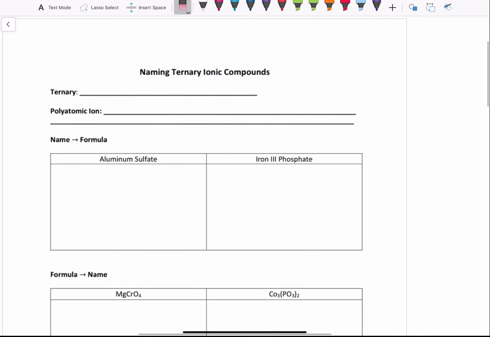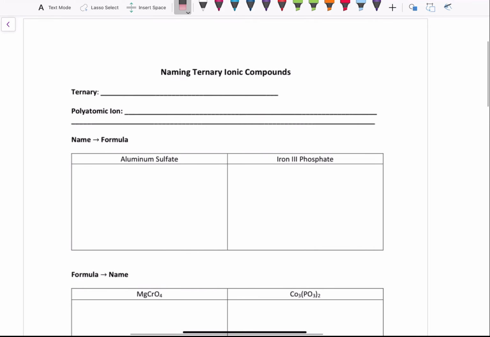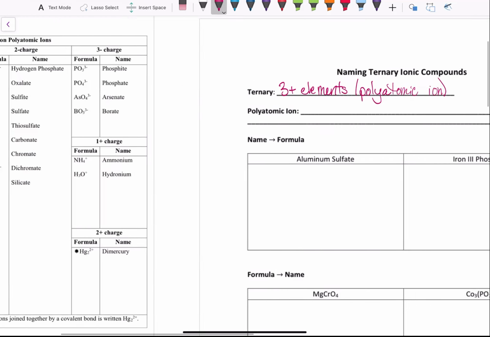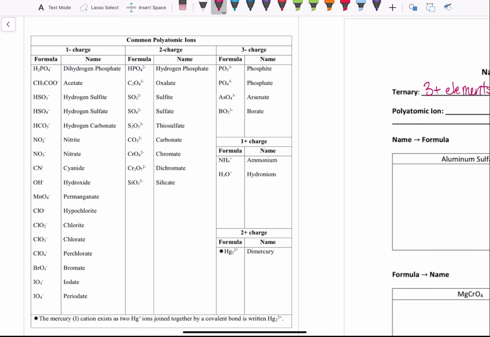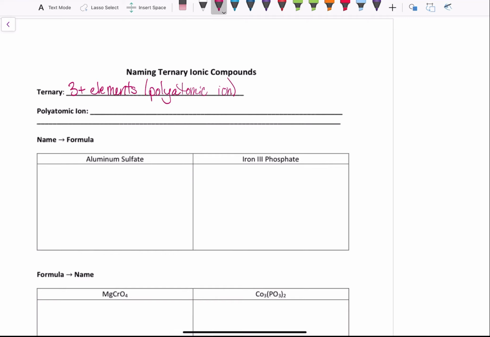Up first, let's talk about what it means if something is a ternary ionic compound. Something is ternary if it has 3 or more elements. So a compound with 3 or more elements, and including in that, you will see a polyatomic ion. So if you see a compound and it contains a polyatomic ion, one of the things from this list, that means you are going to be naming using the ternary ionic system.